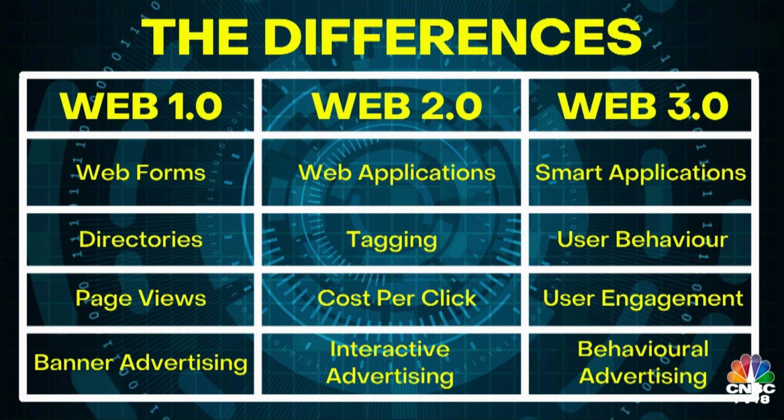So from web forms to web applications to smart applications is where we stand right now. And we have also seen a huge way that we have come from directories to tagging to user behavior analysis as we see it right now. Another thing that also changed was the way we look at things. Moving on from page views, every time you went to an IRCTC site or a government site, you knew how many people had viewed it, how many clicks that page had seen. But from that, we moved to cost per click. So the advertisers moved in as well. And now it is about encouragement, behavioral advertising is what we see in the market. So from banner advertising to interactive advertising to joining into that advertising is what we are seeing.